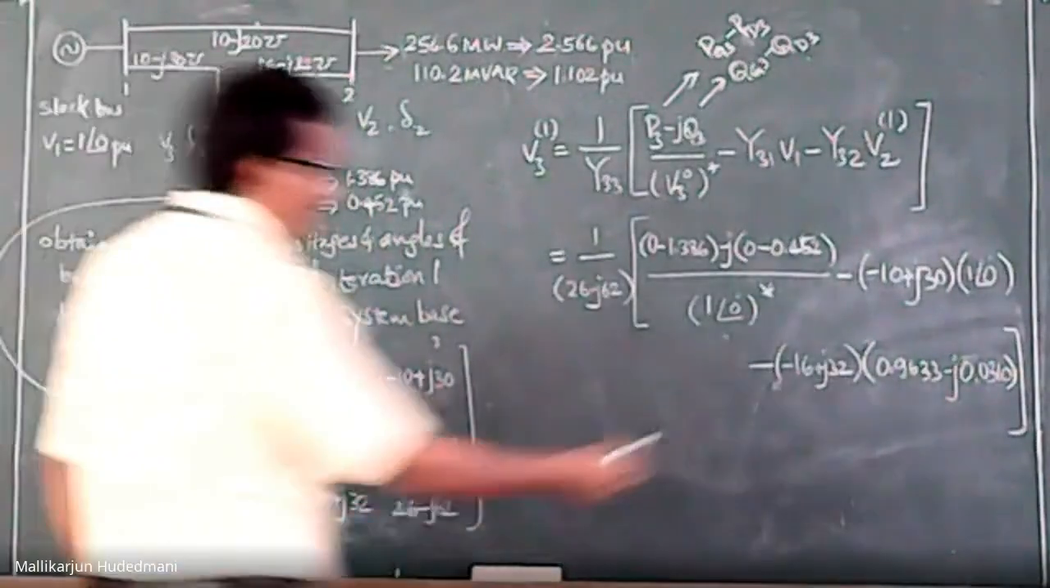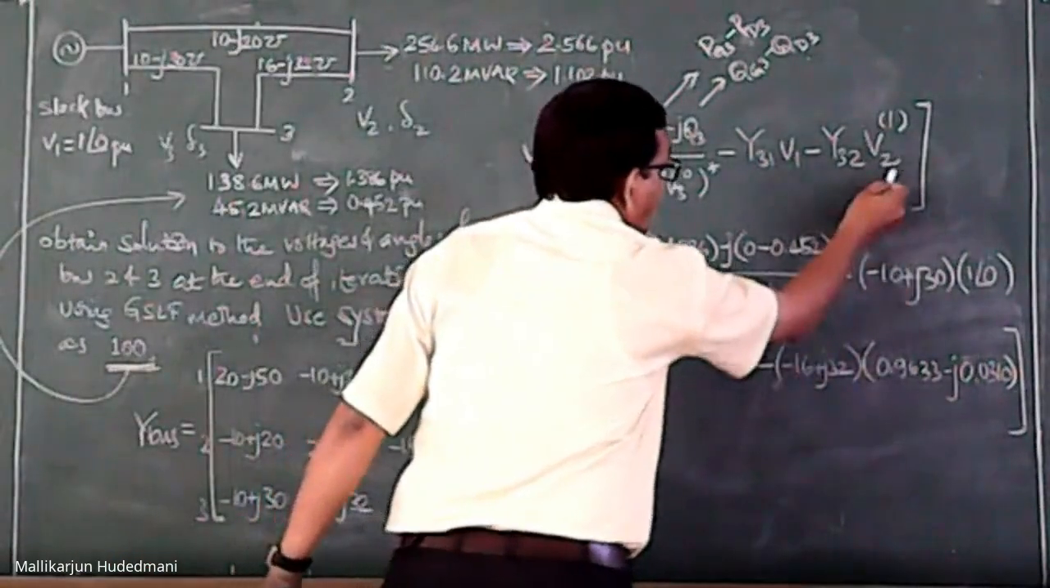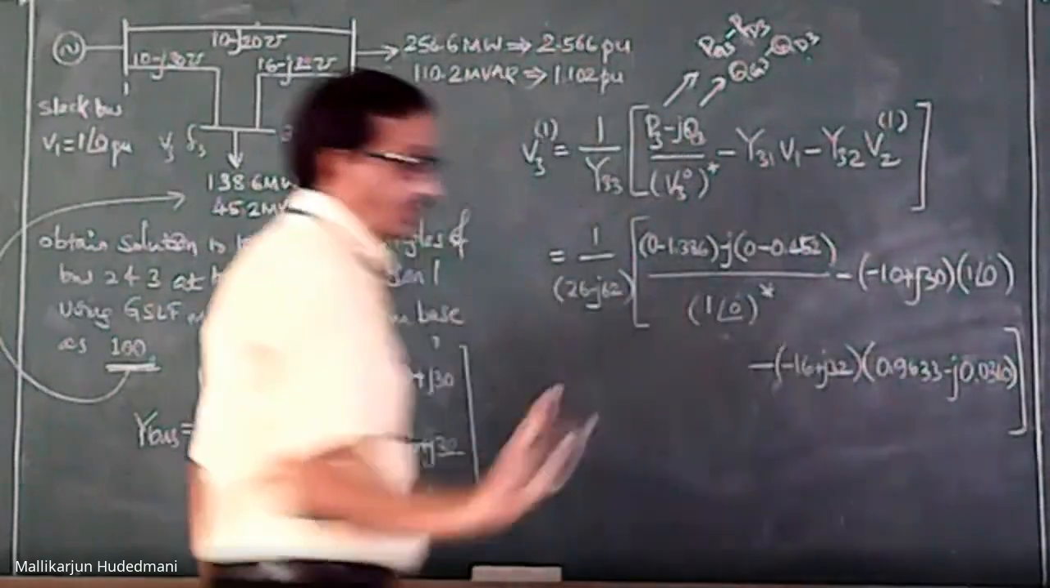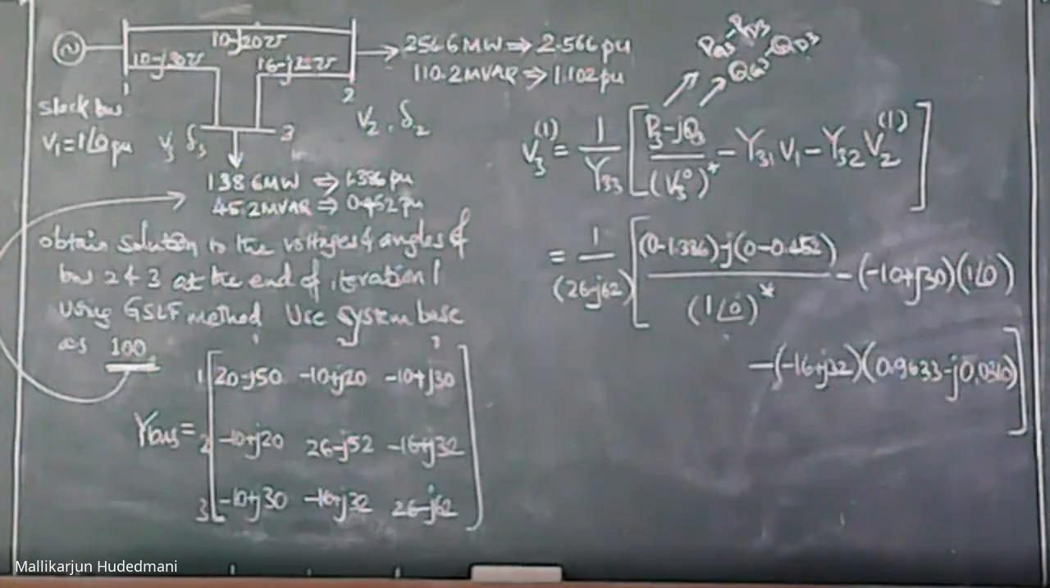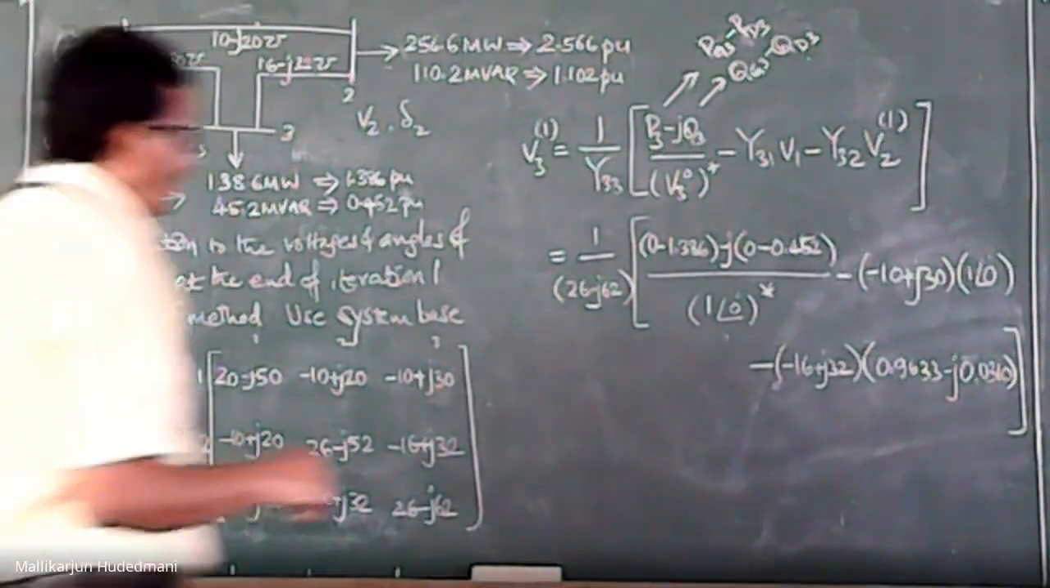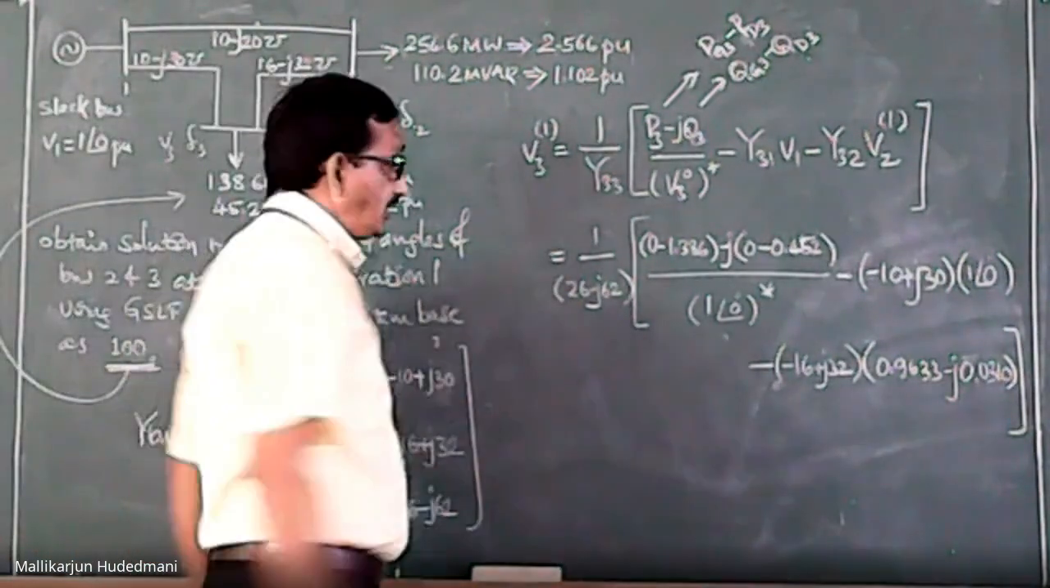So this is called the latest value of V2. V2's value, not 1 angle 0. 1 angle 0 was referred to in the first step of V2's solution. V2 is complete, hence its best value is available. Then I will be using its best value in the computation of V3.